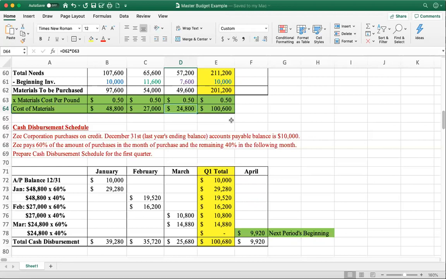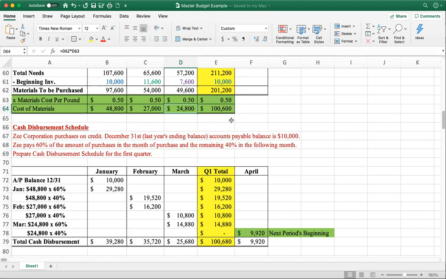December 31st accounts payable balance is $10,000. Z pays 60% of the amount of purchase in the month of purchase and 40% in the following month. Prepare a cash disbursement schedule for the first quarter. In this case, Z doesn't default, unlike our accounts receivable or cash collection budget, where the customers were defaulting and 10% was uncollectible. Z Corporation pays everything that they owe. So they pay for their purchase 60% in the month of purchase and the remaining 40% in the next month.